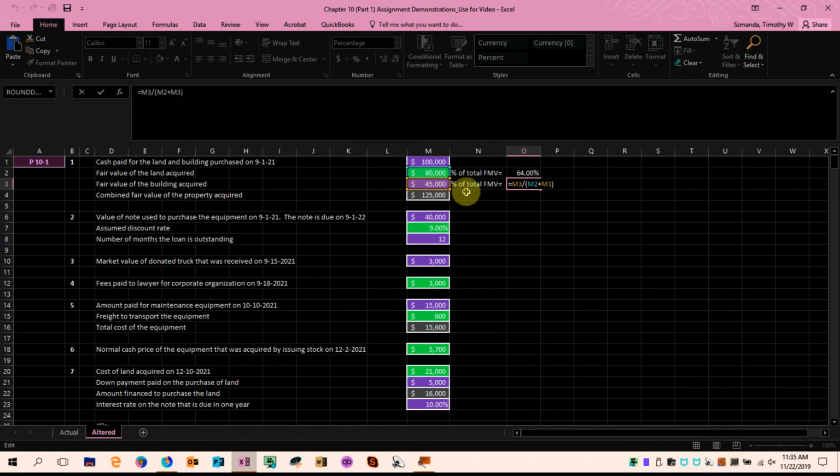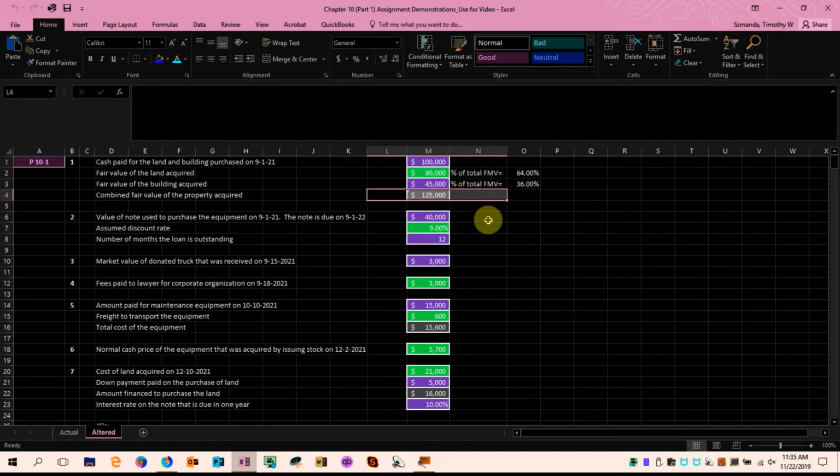The 36%, I could have just taken 1 minus 64%, or as I did in this case, took the 45,000 and divided it by the sum of 80 plus 45,000. We'll need those percentages, as I said, to allocate the total cost of the combined purchase of 100,000, since it was less than the combined fair market value of 125,000.